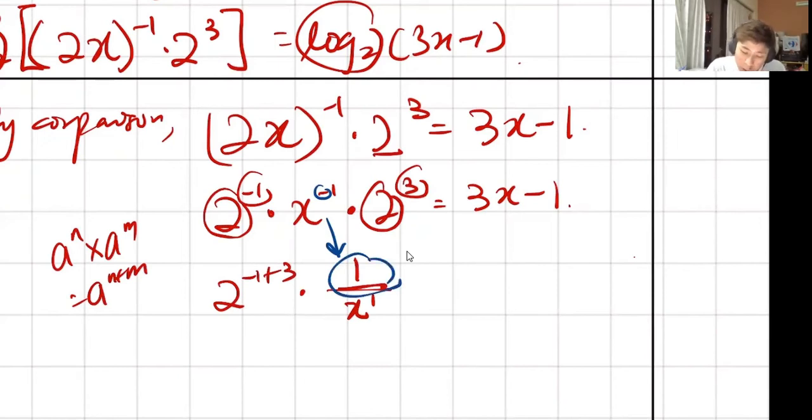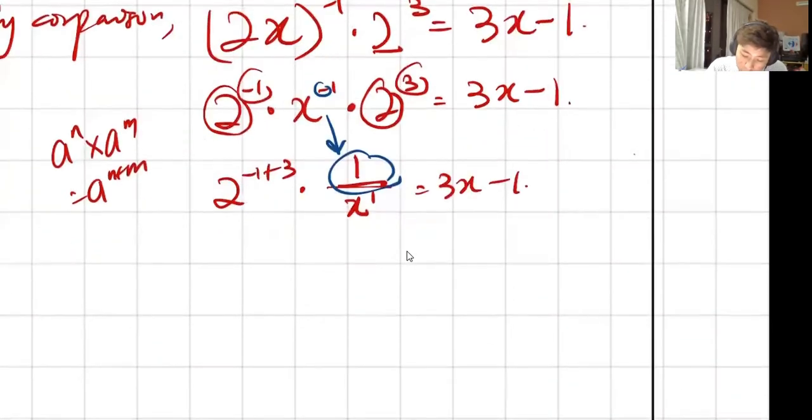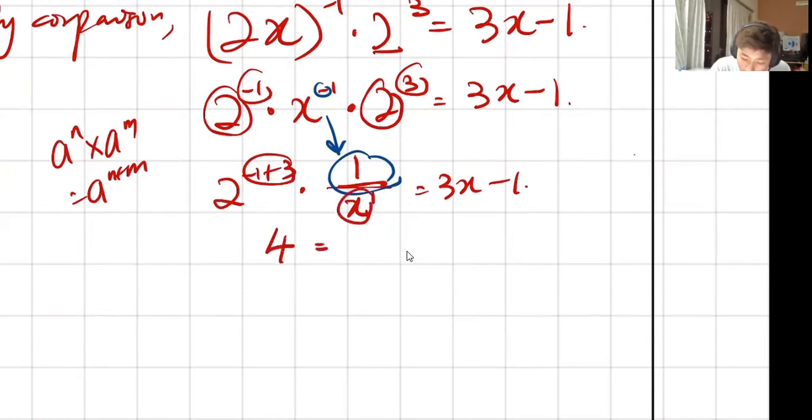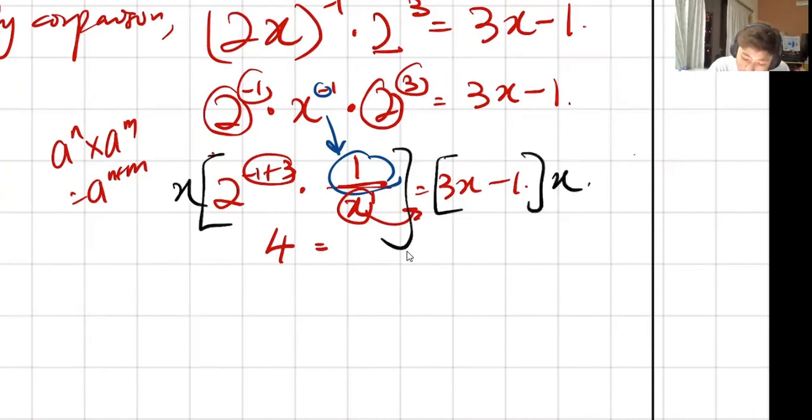So once I transform this, the right hand side will give me 3x minus 1. Now I try to shift x to the right hand side. After rearranging, you have 2 to the power of -1 plus 3, which is 2 to the power of 2, because this gives you 2. 2 to the power of 2 is 4. So 4 equals, then I shift this x to the right to become multiplication. Why can I shift it to become multiplication? Because I basically times x on the left hand side and times x on the right hand side.